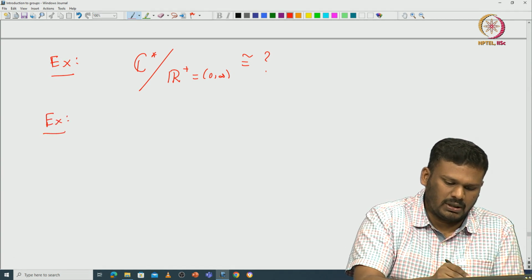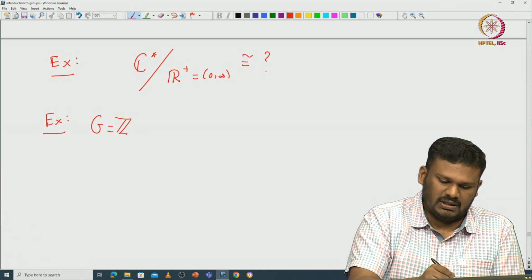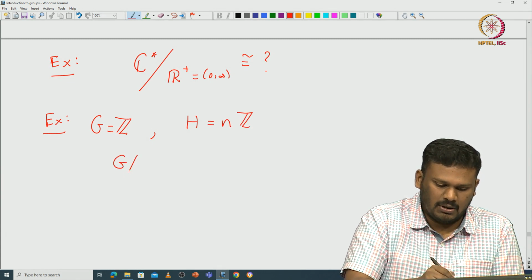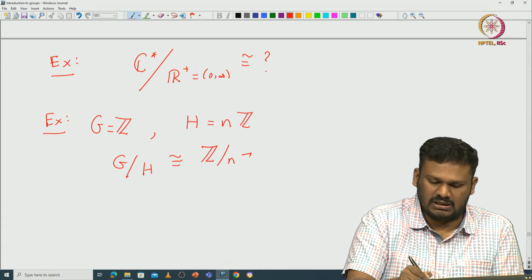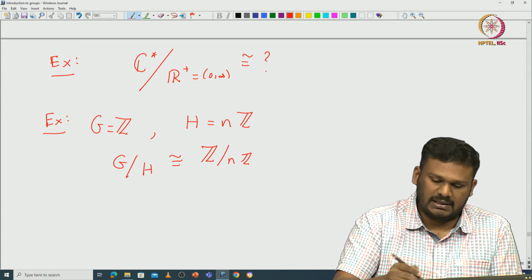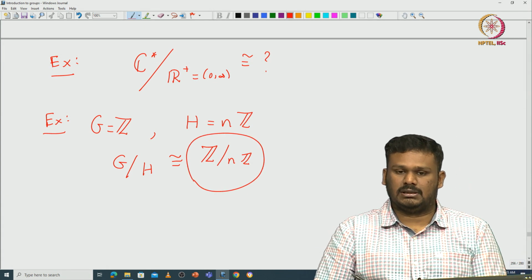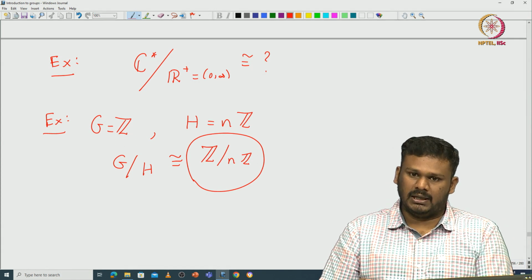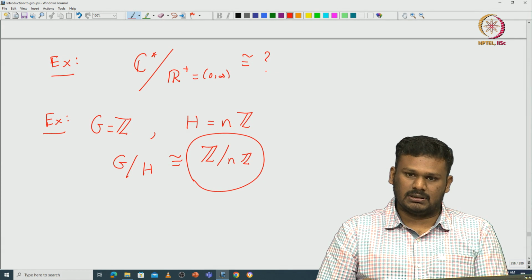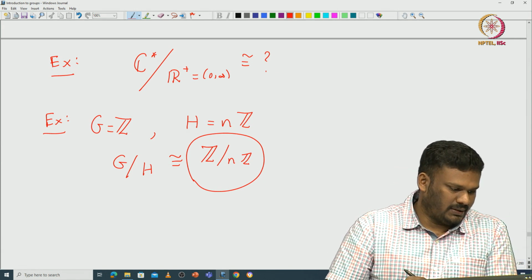Okay. So you can also take G to be the set of integers and then H to be the subgroup NZ. Then G mod H will be naturally isomorphic to the Z modulo NZ that we defined. Okay. So that is the motivation for this notation, Z modulo NZ. That means Z modulo NZ is a group that is obtained by going modulo NZ of Z. Okay. So this is something I will leave again.